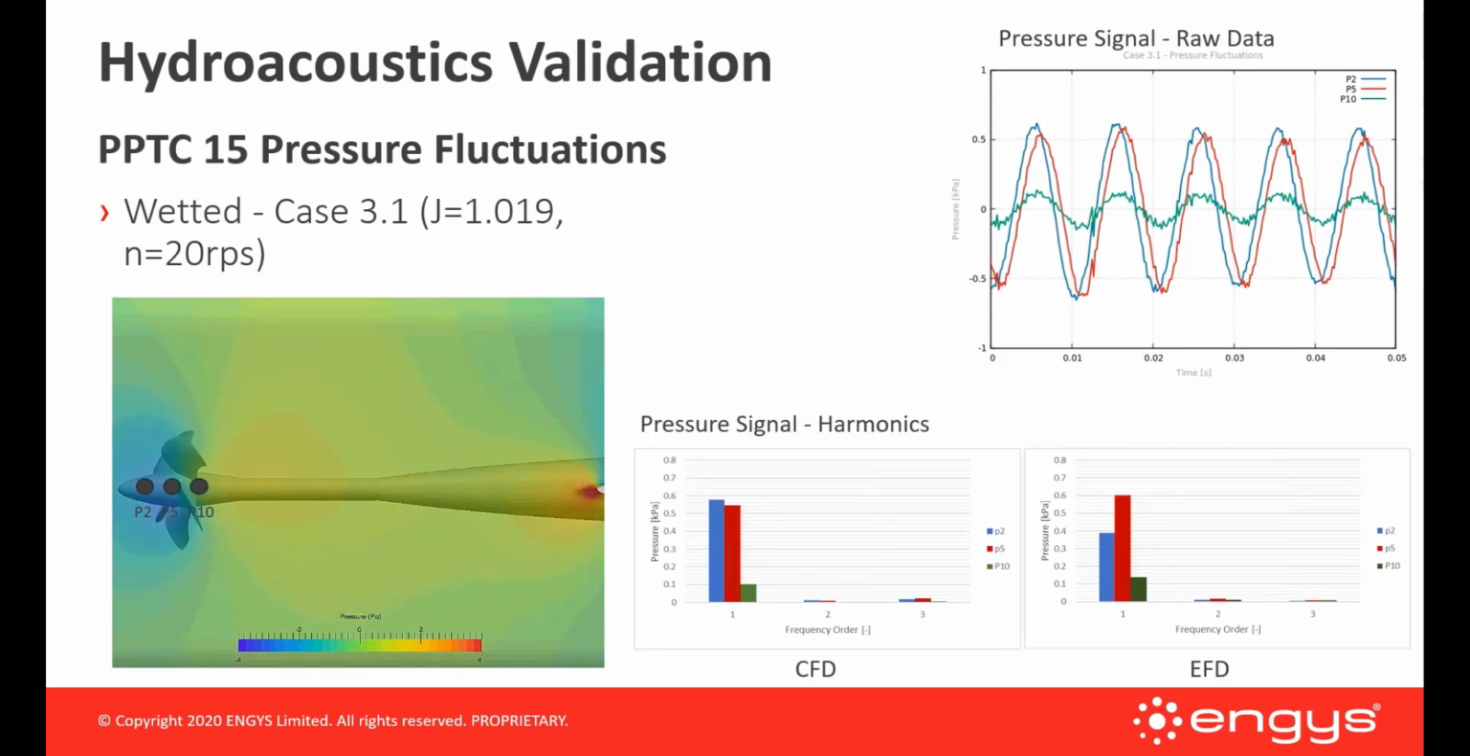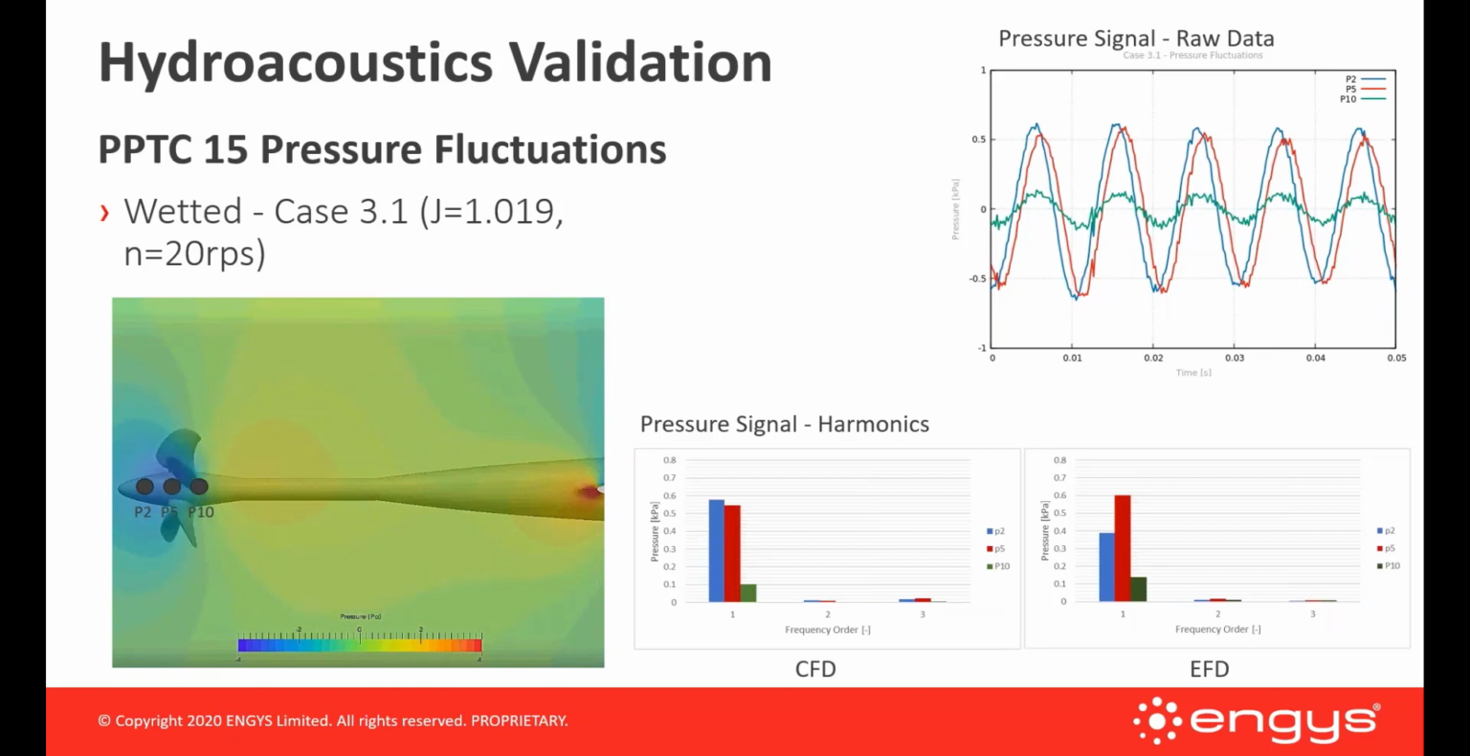Before I show you these, one thing which is mandatory to get good results is, of course, to have a good solver in terms of calculating the correct pressure signals, and things like calculating pressure pulses on the hull is of key importance. So this is what we have here, the PPTC 15 workshop validation test case.